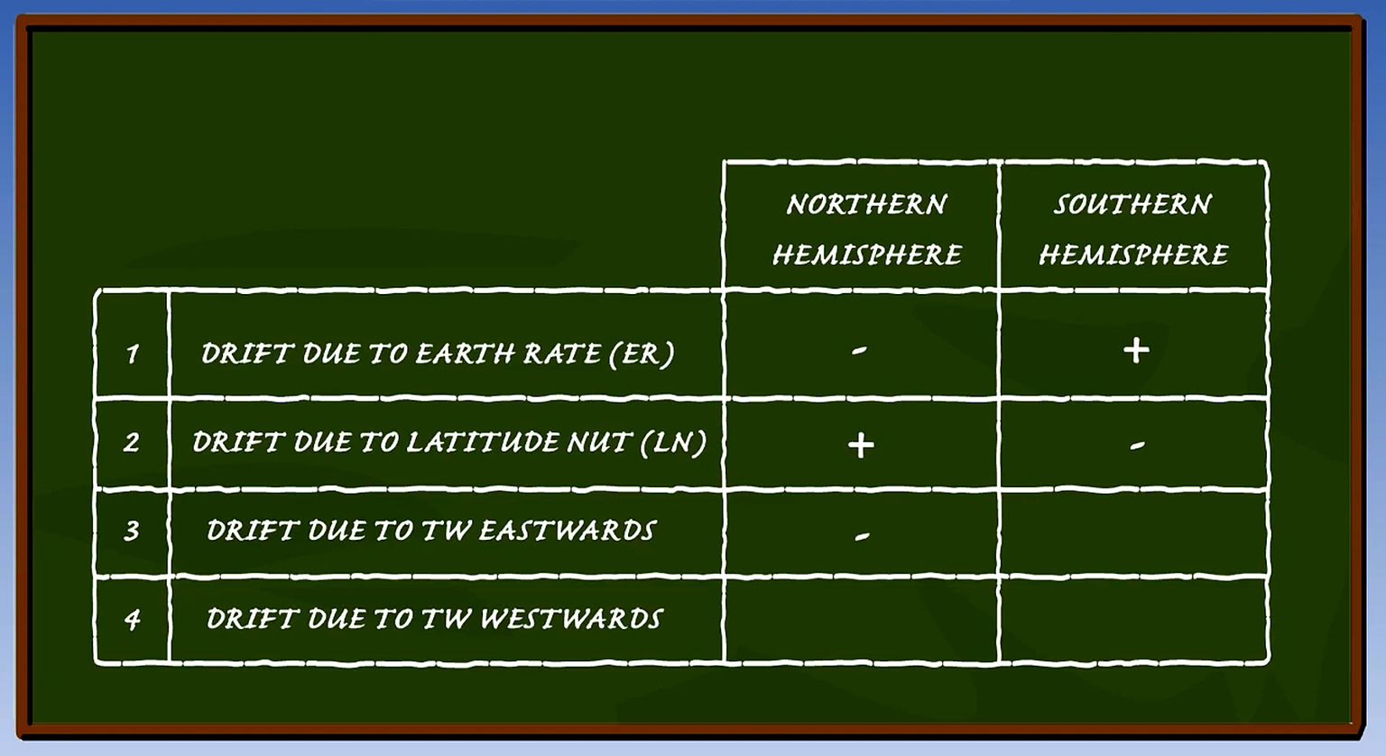The earth rotates in an easterly direction. So transport wander in an easterly direction will complement this rotation. Therefore the sign in the box will be a minus for the northern hemisphere and a plus in the southern hemisphere. Transport wander in a westerly direction will produce an error which will be opposite to earth rotation or earth rate. So the sign must be plus in the northern hemisphere and minus in the southern hemisphere. We now have all the signs we need. So let's have a look at some typical drift rate questions.